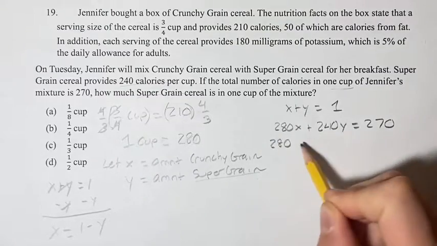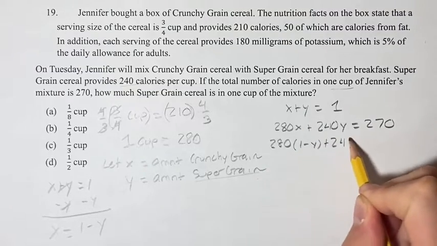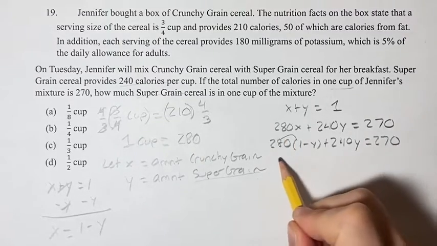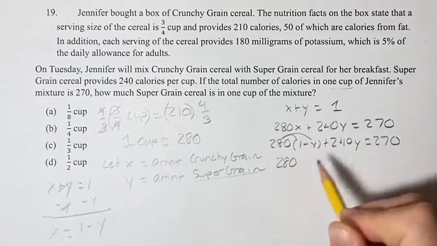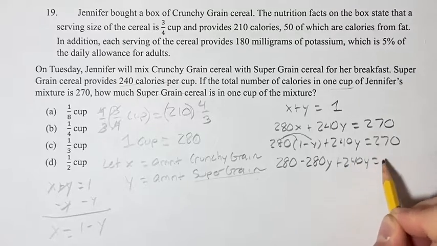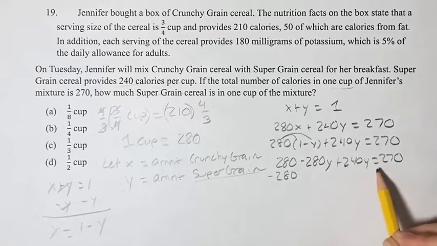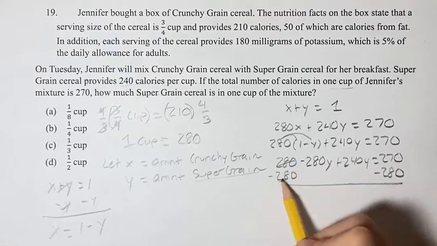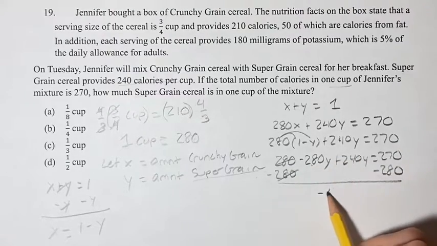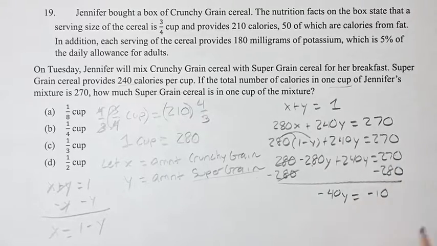So you have 280 times (1 minus Y), plugging in for X, plus 240Y is equal to 270. 280 times 1 is 280, minus 280 times Y is negative 280Y, plus 240Y is equal to 270. Subtract 280 from both sides. These cancel out. On this side, you're left with negative 280Y plus 240Y, which is negative 40Y, is equal to 270 minus 280, which is negative 10.